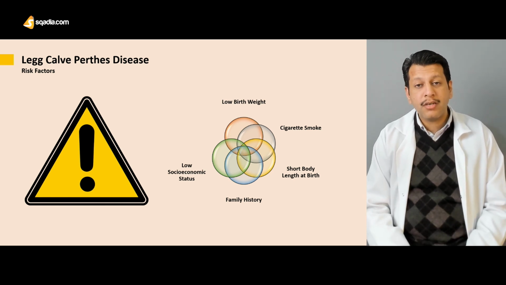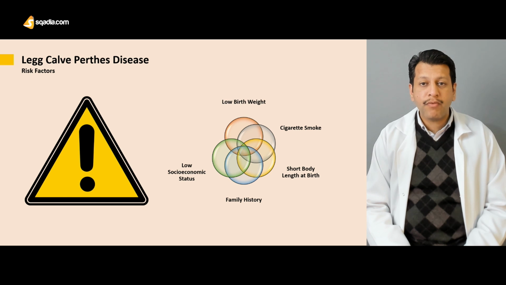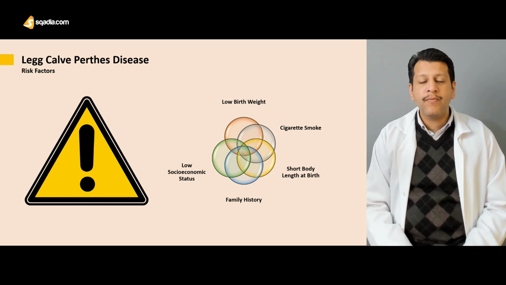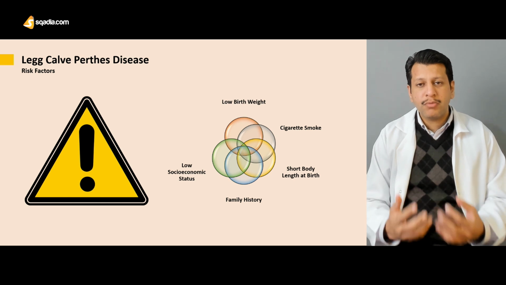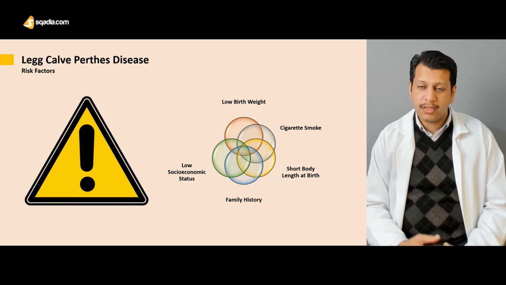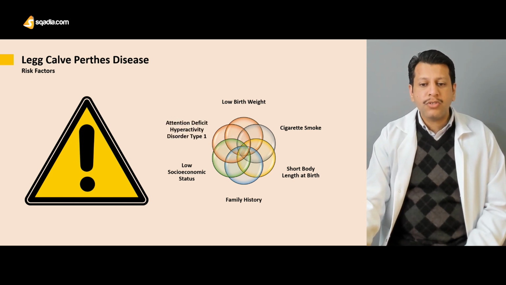Usually it's seen in the lower socioeconomic status, because you have to inquire about the occupation of the father. Usually in the lower socioeconomic status there are cramped spaces, and that's why the hips of these children are more predisposed to these problems, especially with nutritional deficiencies which may be running along with that as well. And lastly, it's usually associated with attention deficit hyperactive disorder type 1.